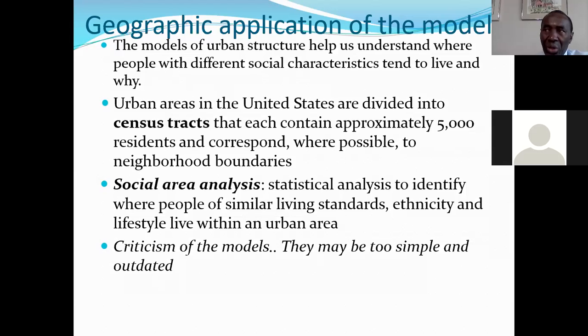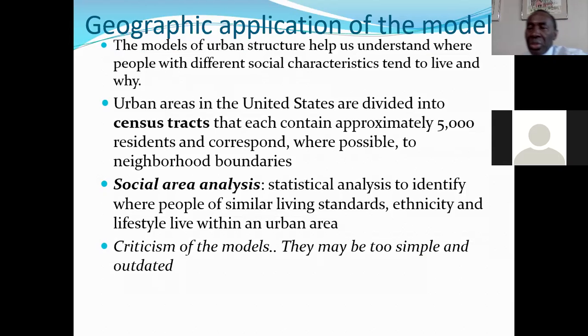So in defining or explaining what social area analysis is, what do they do? This is a statistical analysis where you identify people of similar living standards. For instance, people that are making $60,000 or more will tend to live in the same neighborhood. Then you might also look at the ethnic composition of that neighborhood and the lifestyle.